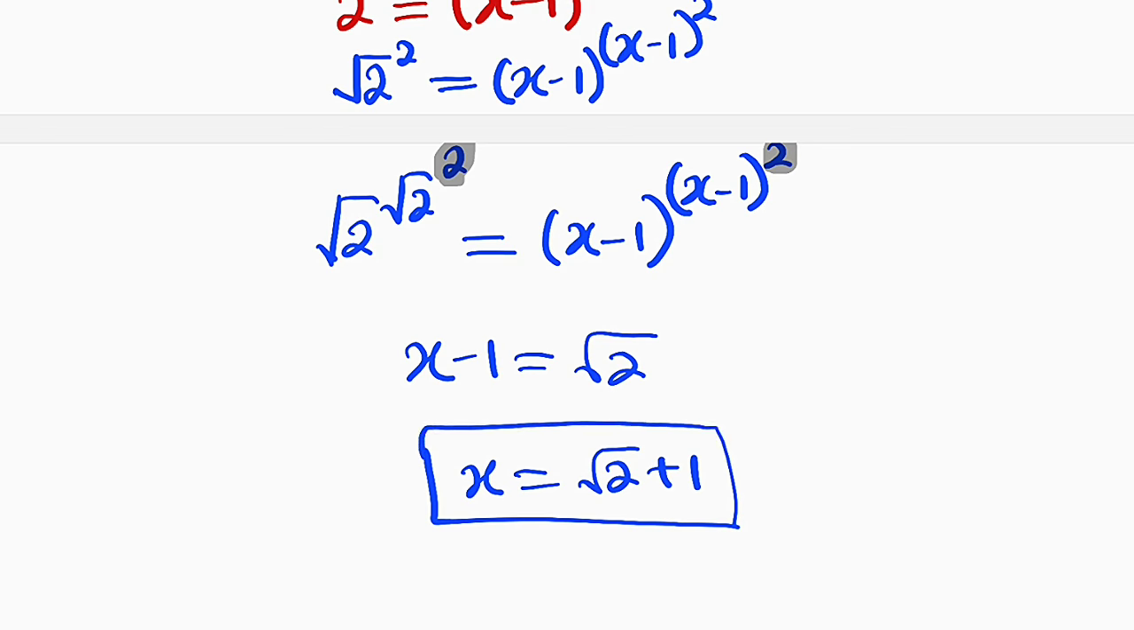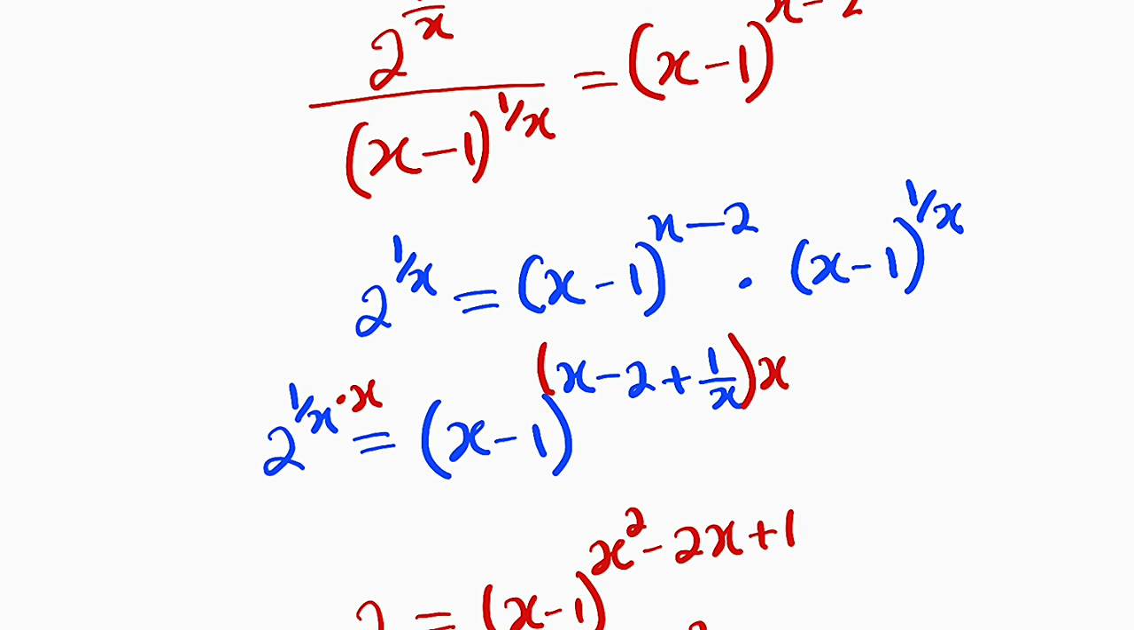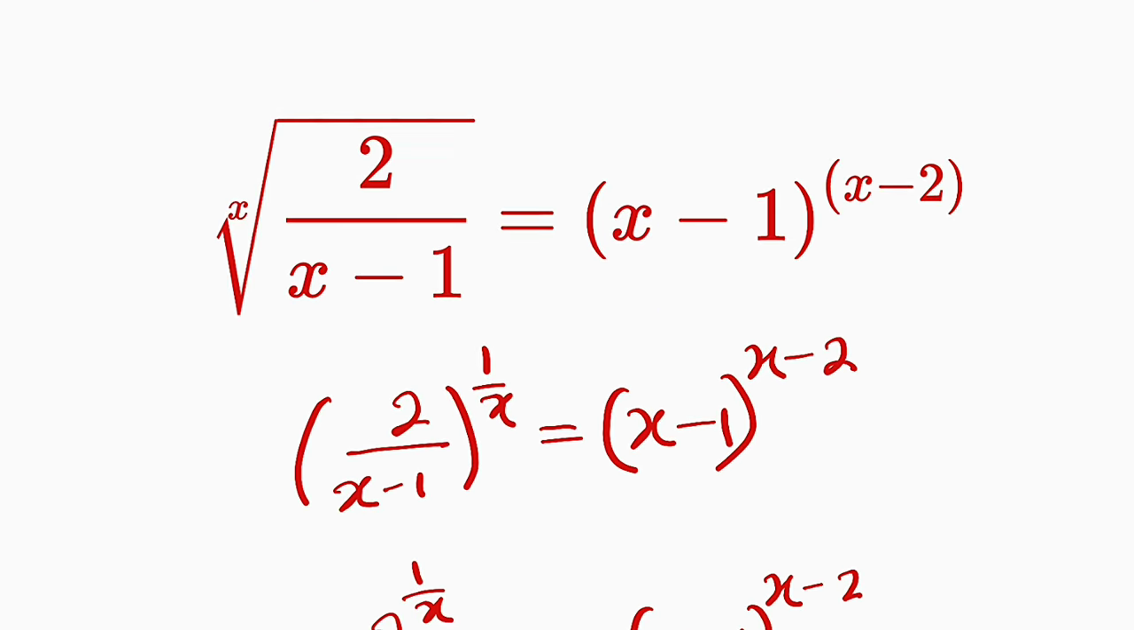I would like to give you an assignment. Take this x equal to square root of 2 plus 1 and plug it into the original equation. This is the original equation. Wherever you have x, replace it with square root of 2 plus 1 and see whether the left and the right hand sides are equal.